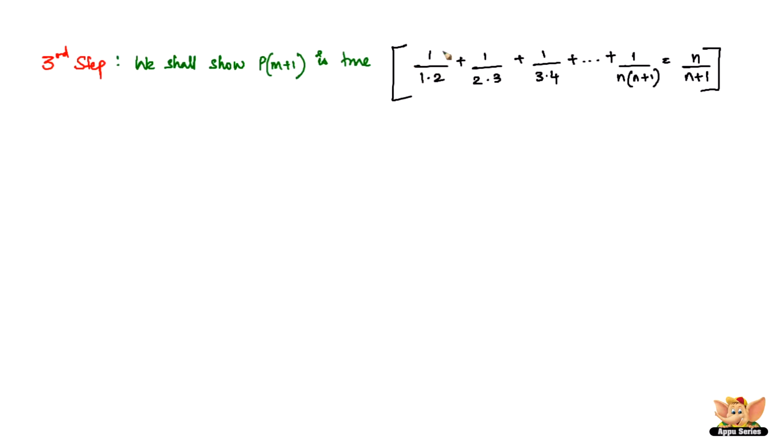So if P of m is true, we have all the same things, but here we have 1 by m times m plus 1. But when we have to show that P of m plus 1 is true, we need to include m plus 1, which will definitely be after the term m, right? So this is how it's going to be.